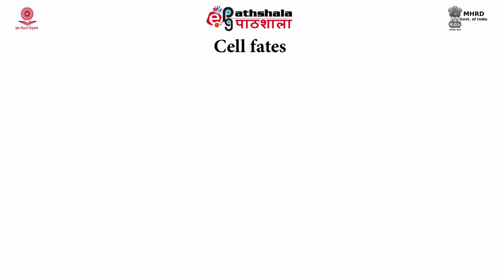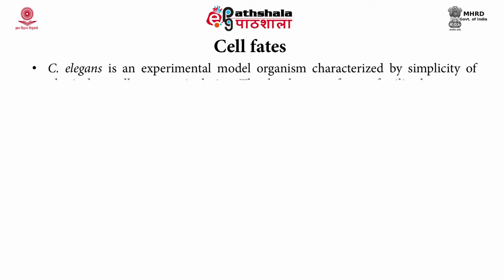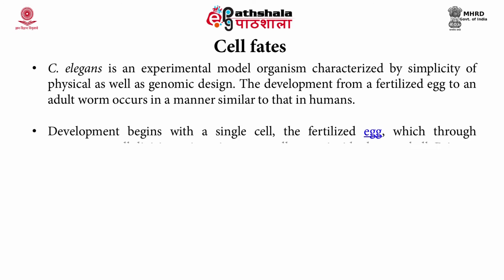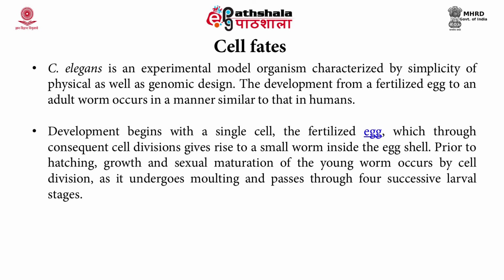Moving on to cell fates in C. elegans. C. elegans is characterized by simplicity of physical as well as genomic design. The development from a fertilized egg to an adult worm occurs in a manner similar to that in humans. Development begins with a single cell, the fertilized egg, which through consequent cellular divisions gives rise to a small worm inside the eggshell.